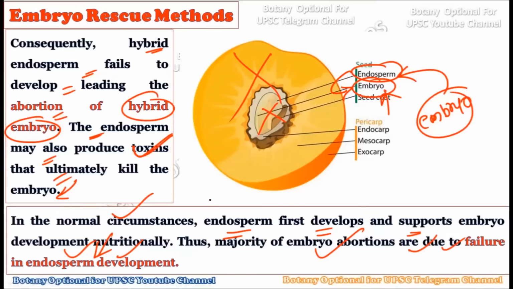Because from this point, you can see that the embryo is typically dependent on the endosperm for its nutrition, and once the endosperm fails, ultimately the embryo will automatically fail. These embryos are totally dependent on the endosperm for their nutrition. So basically, the endosperms are the main culprits due to which embryo failure occurs.